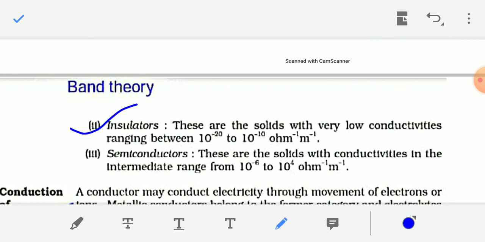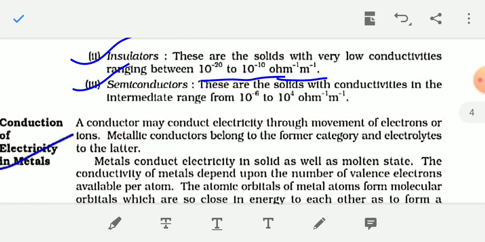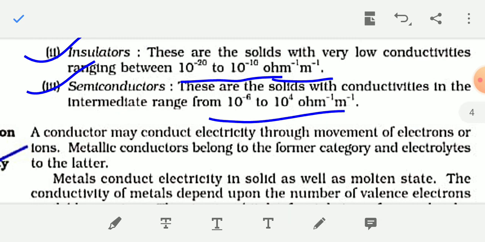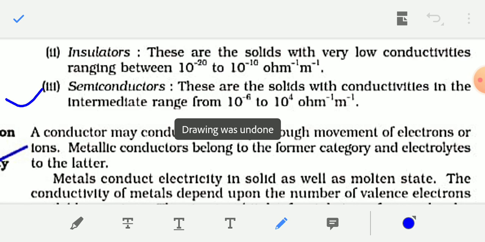And insulators: these are solids with very low conductivities ranging between 10 to the minus 20 to 10 to the minus 10 ohm inverse meter inverse. And semiconductors: these are solids with conductivity in the intermediate range from 10 to the power minus 6 to 10 to the power plus 4 ohm inverse meter inverse. And in this chapter, semiconductor is important.